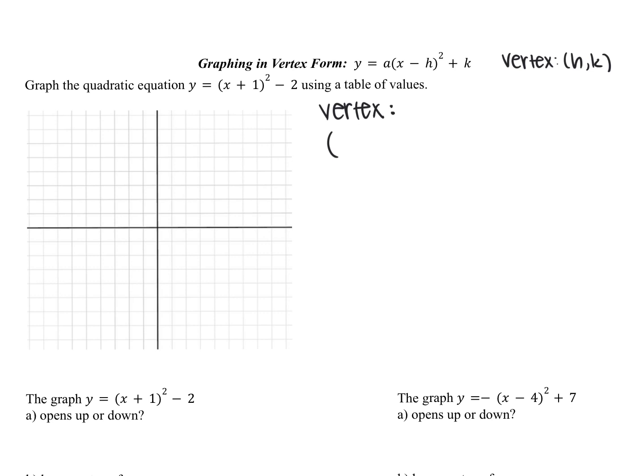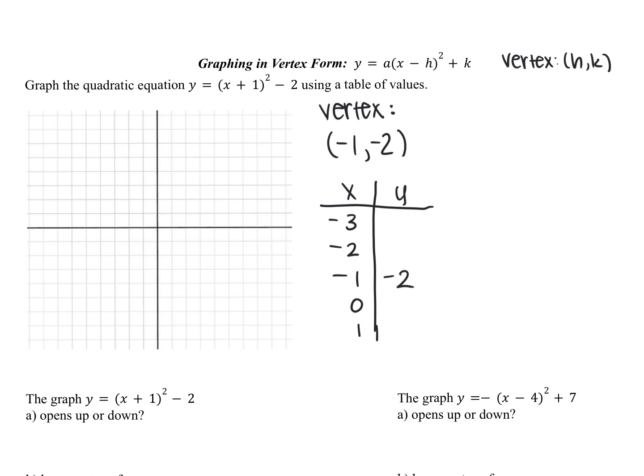Because the vertex kind of works to say, what do I have to do to get back to 0? So if I have x plus 1 squared in parentheses, my x value is actually going to be -1. Now the nice thing is the y value keeps its sign. So that -2 is going to stay a -2. So when I create my table of values, I'm going to do -3, -2, -1, 0, and 1. I already know my vertex, -1, -2.